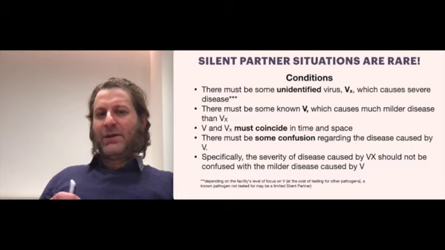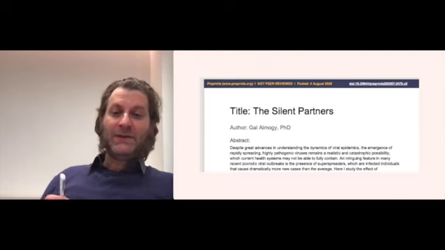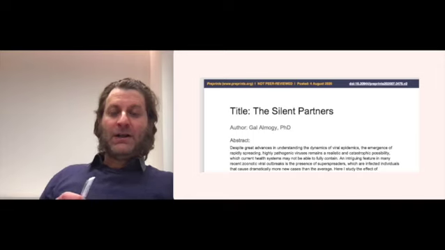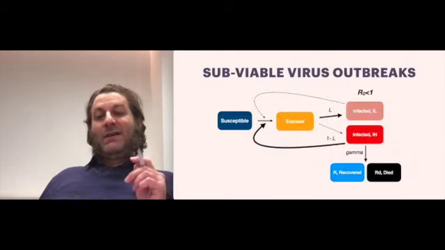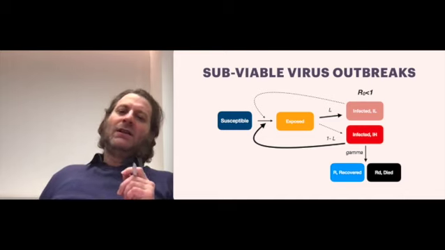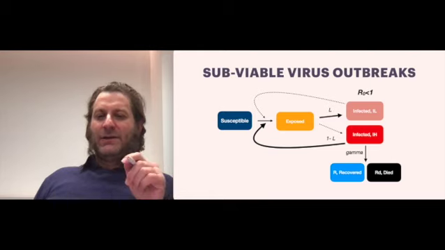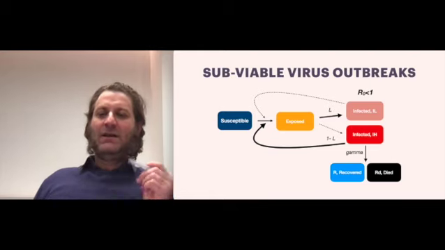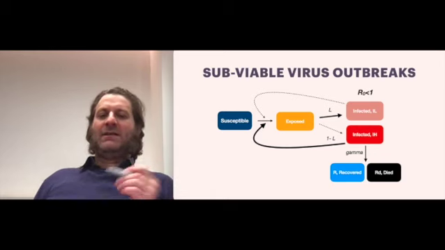And the silent partner effect can be nasty. I wrote a paper on this. This is me. I wrote a paper on this where I describe a very specific case of a silent partner, where a unique case, I would say, where the silent partner is a sub-viable virus. It means that it has an R0 which is smaller than 1, and it can still cause outbreaks when this policy is installed.